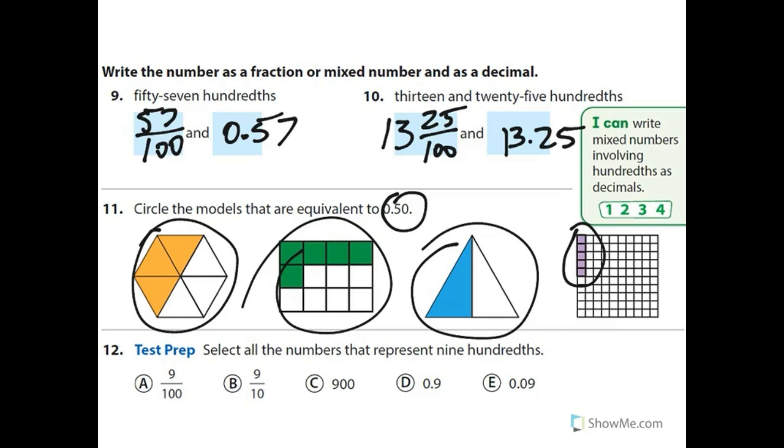Alright, go ahead and do number 12. Solve number 12 and we'll go over it. Alright, 900ths. We got 900ths and we've got 900ths. Yeah, these are tenths. That's 900.